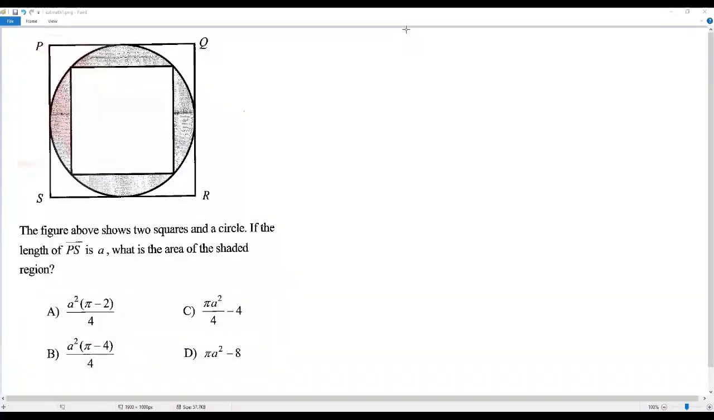Here we have a SAT math problem. Okay, let's go to the question. The figure above shows two squares and a circle. If the length of PS is A, what is the area of the shaded region?